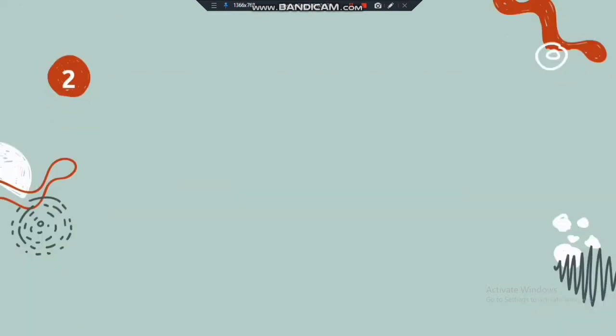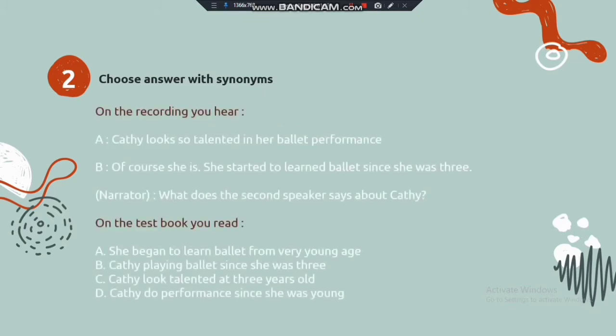Number 2. Choose the answer with a synonym. The answer is the restatement of the second line. It has different words but the same meaning. You have to focus on the keywords. You can check the example on the conversation below. The keyword in the conversation is "started." What is the synonym of the word "started"? So, what do you think is the best answer?